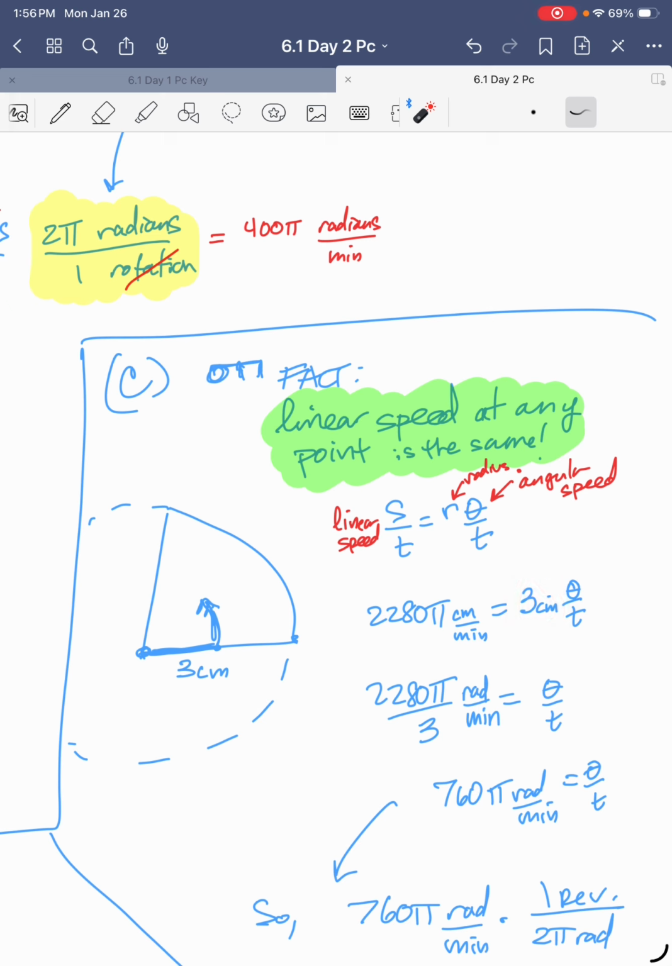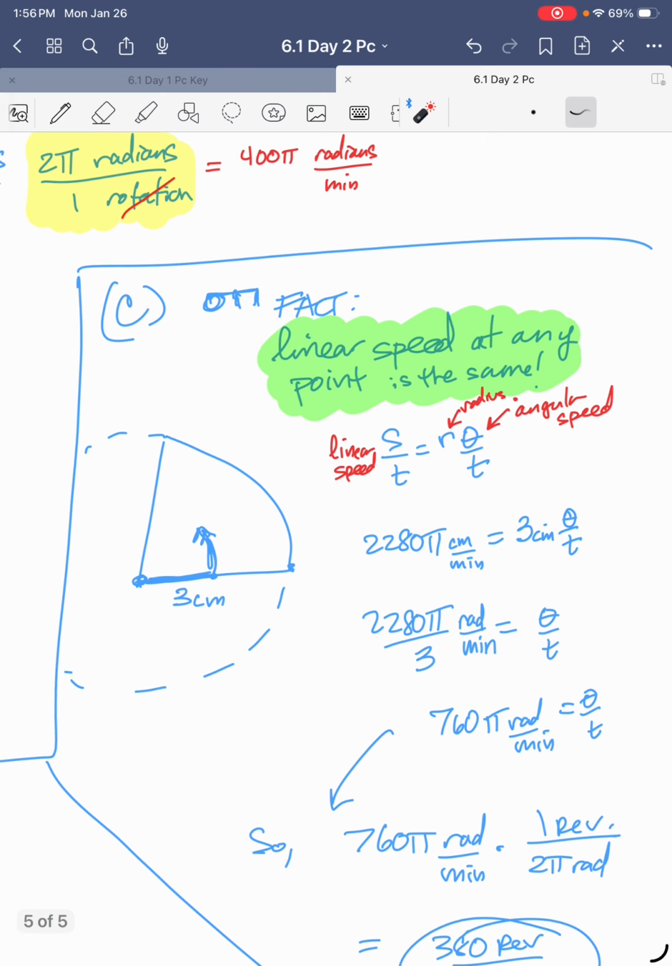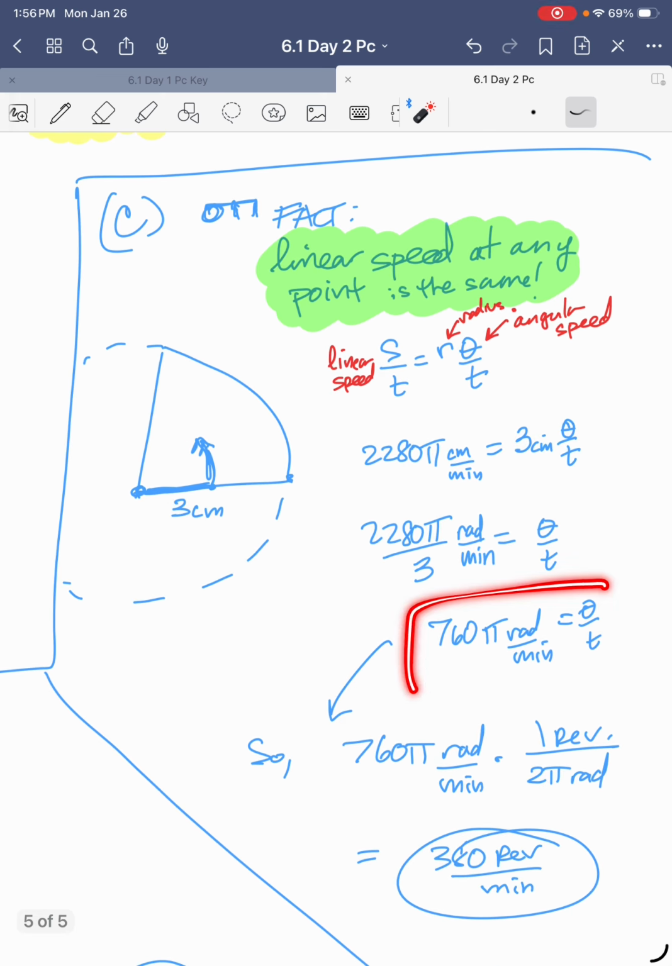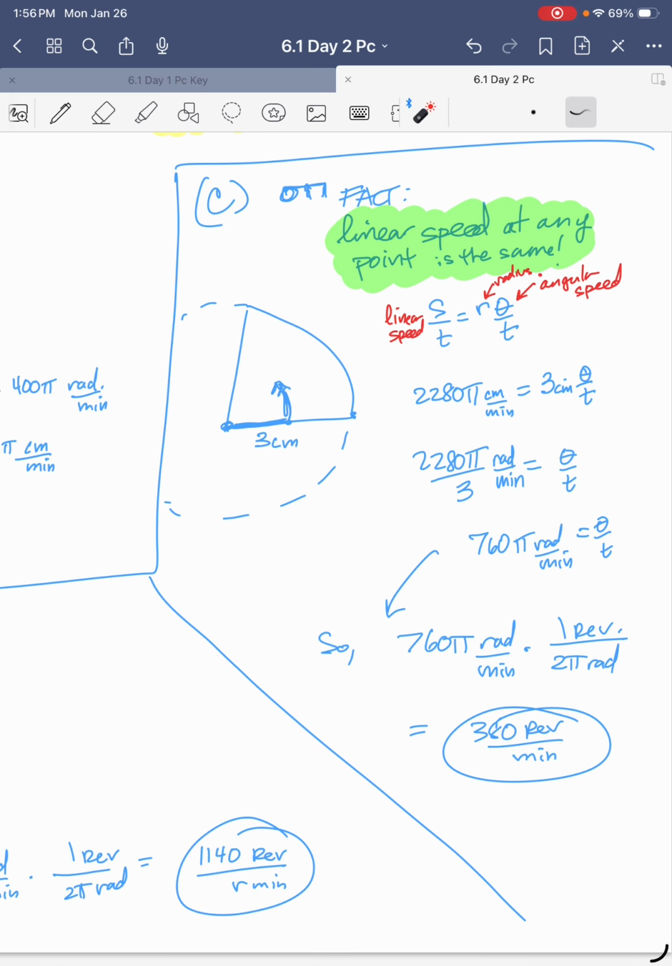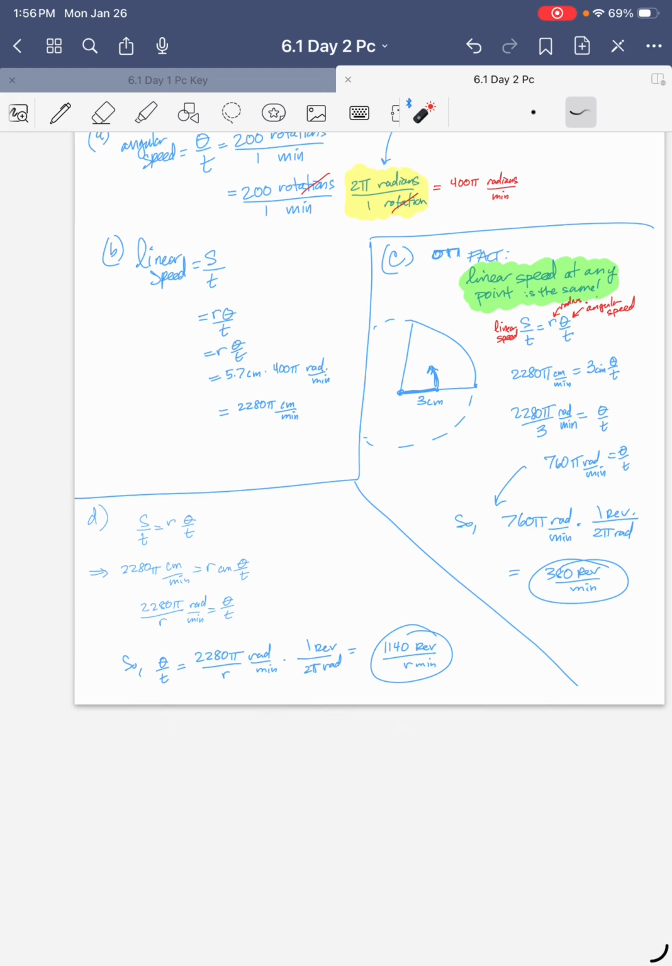It's equal to the radius times the angular speed. And so we divide that by 3. We end up getting that theta over t is equal to this. So if you're 3 centimeters out, then your angular speed is going to be this, right? But if we want it in revolutions per minute, that's in radians per minute, we would have to take this and change our units by multiplying it by 1 revolution every 2 pi radians. So our radians cancel out, even though it's unitless, we get revolutions per minute.